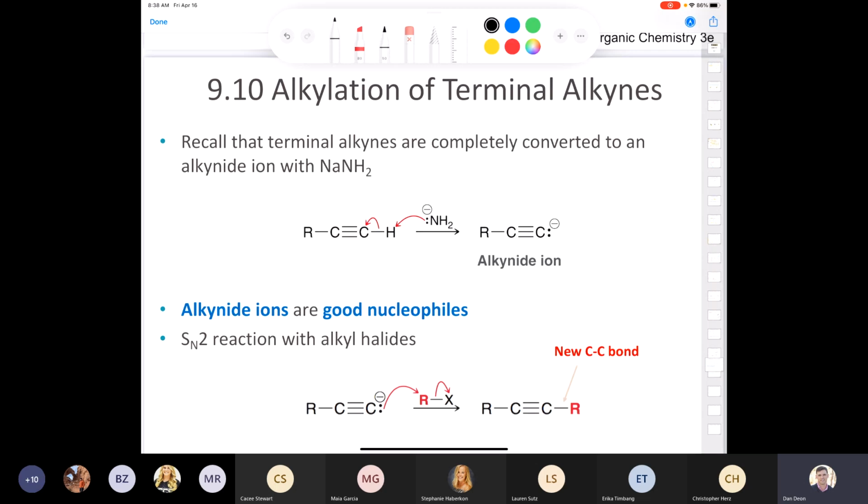And what do you want to do in organic synthesis? Let's say you're trying to develop a new drug. You're always going to start with a molecule that's simple and then build one that's more complex. And that's what we really start doing in section 9.10. How do we do that?